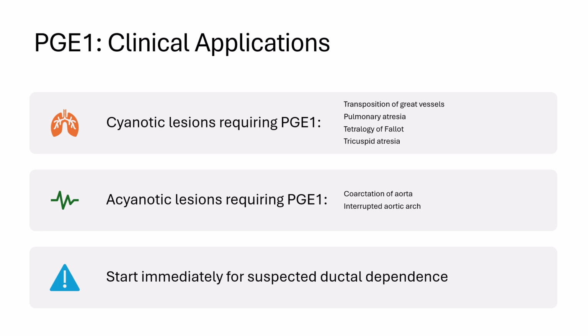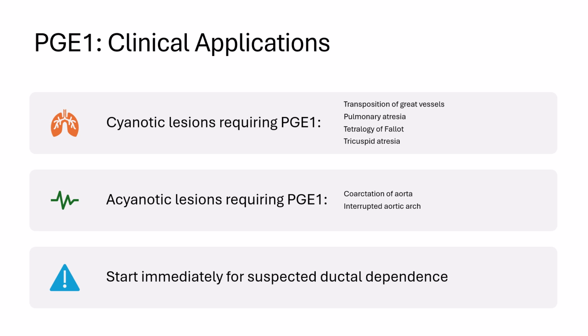Here's a high-yield clinical pearl. If you have a cyanotic neonate not improving with oxygen, think ductal-dependent lesion and start PGE1 immediately while arranging for echocardiography. The exam often tests this urgent clinical scenario. Don't wait for the echo if you suspect a ductal-dependent lesion.